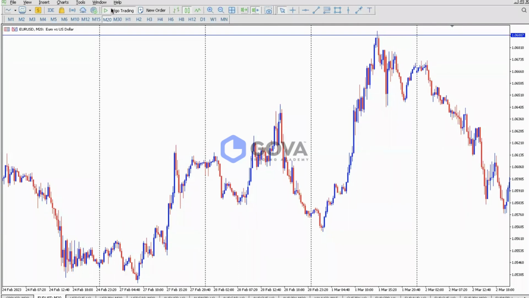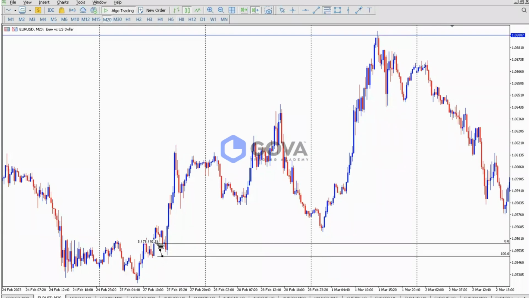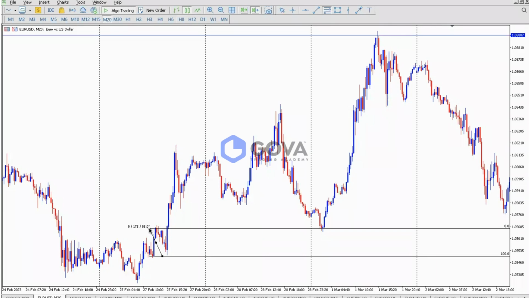So let me use the tool to mark it out. First of all, remember you need to mark the distal line first, then the proximal line. You can see that I marked the distal line first, which is here, and then I marked the proximal line second. So always mark the distal line first.